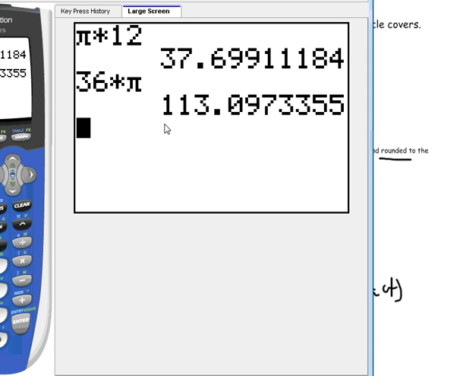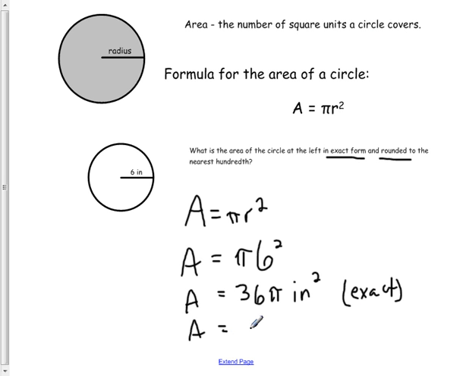And we get 113.097. So it has to round to 2 decimal places. The 7 would round this up and it'd be 113.10. So our rounded answer is 113.1 inches squared. Okay, so that's it. That's how to find the circumference and area of a circle.